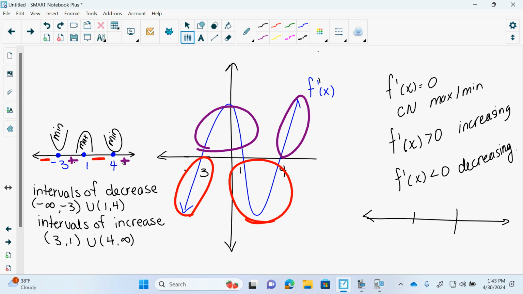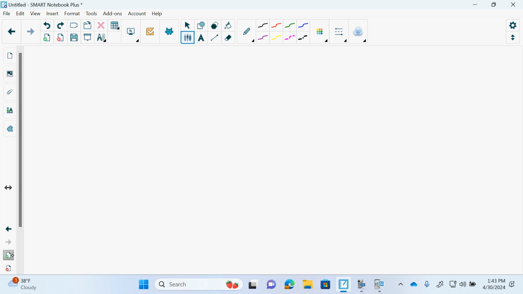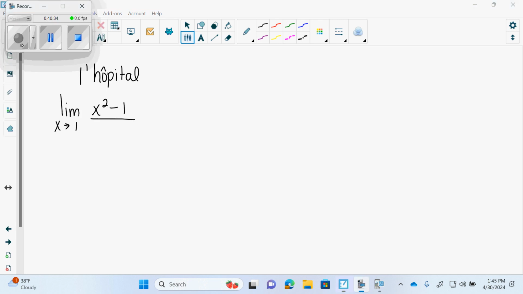All right, L'Hopital. If you get a limit question tomorrow, what do you suppose you're going to have to do? L'Hopital, it's the only thing we did with limits this unit. Now, you can use L'Hopital and other things, but you need to use L'Hopital when you get 0 over 0, right? When you plug it in and you get 0 over 0, you have to do L'Hopital.